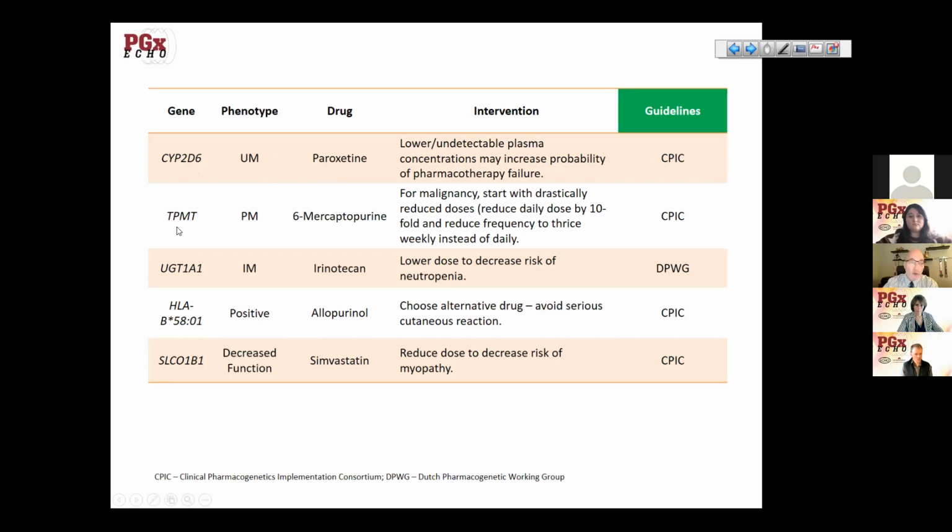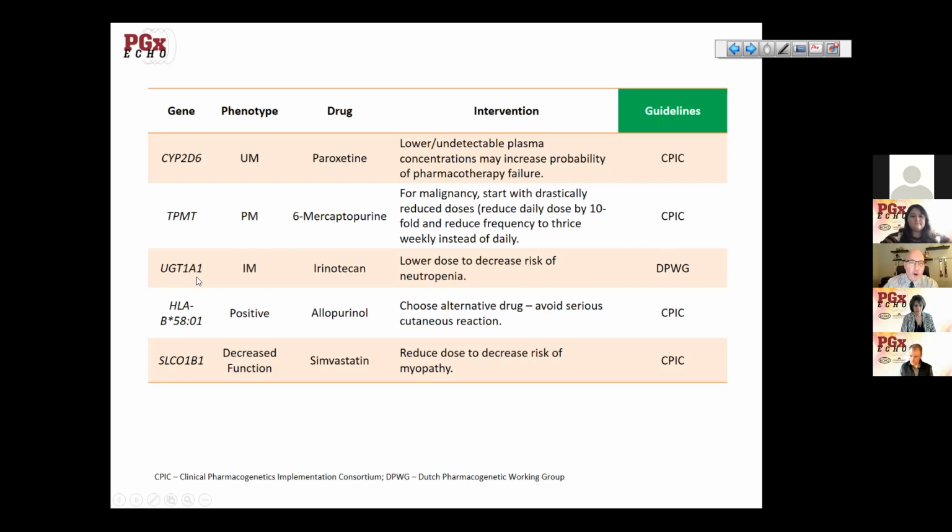Another example of one of the first guidelines from CPIC back in 2011, I think, is thiopurine methyltransferase, the gene, poor metabolizer example of a patient receiving mercaptopurine. And you can see the greatly reduced dose, reduce the daily dose by 10-fold and give the drug 3 times a week as opposed to daily. So you can see this direct recommendation from the CPIC guideline.